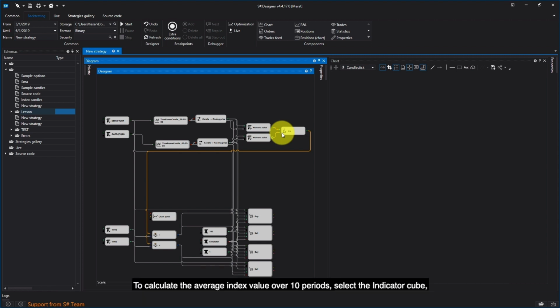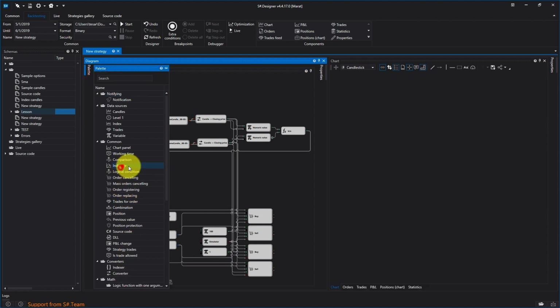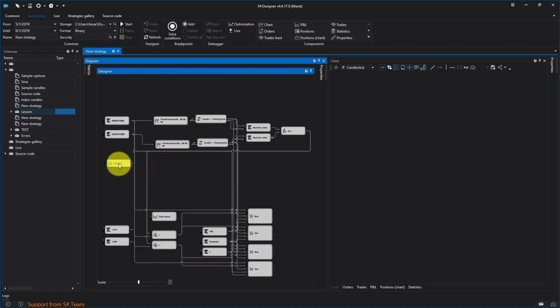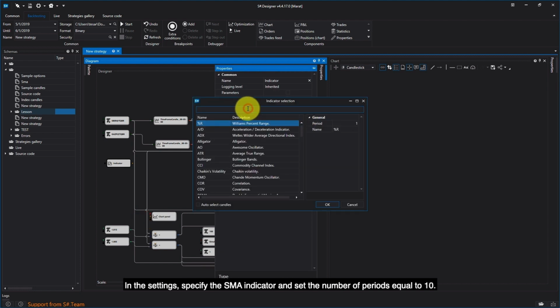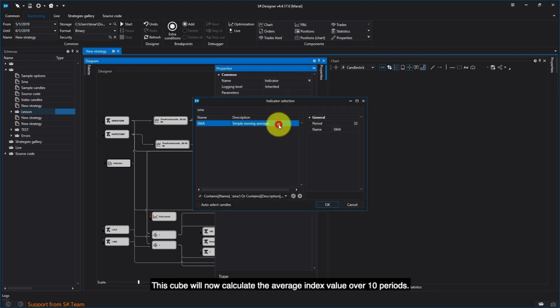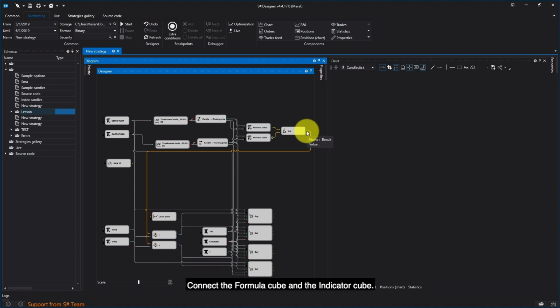To calculate the average index value over 10 periods, select the indicator cube. In the settings, specify the SMA indicator and set the number of periods equal to 10. This cube will now calculate the average index value over 10 periods. Connect the formula cube and the indicator cube.